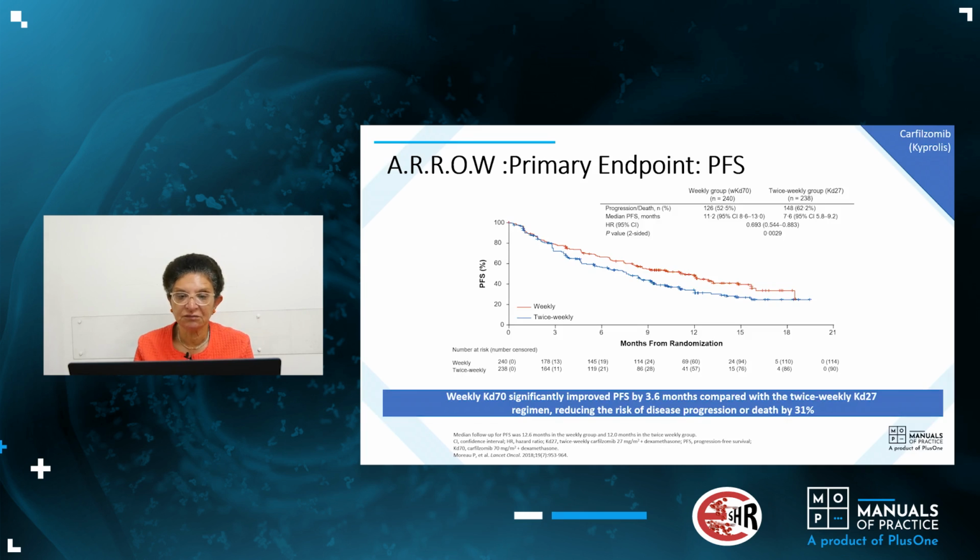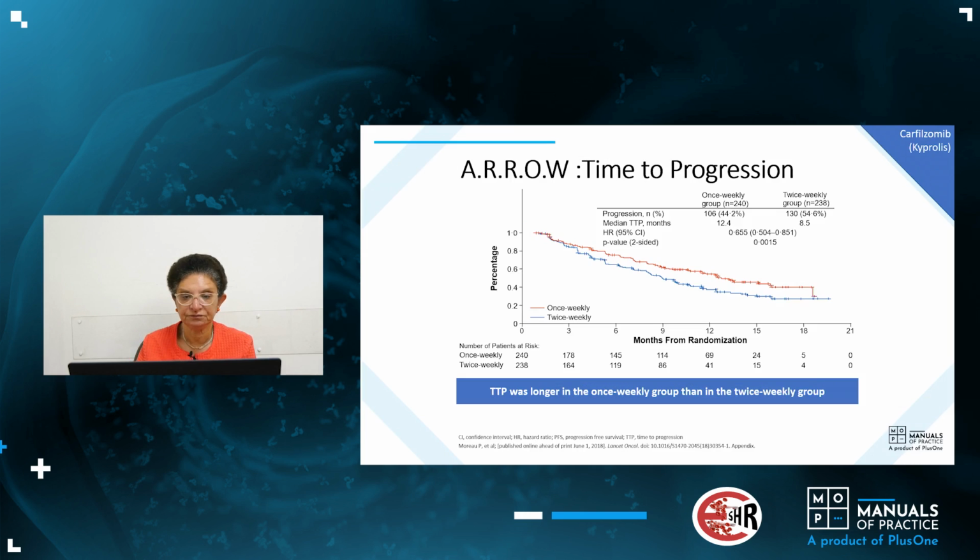Not only that, but also the primary endpoint, which is progression-free survival, was significantly improved with the once-weekly versus the twice-weekly dose. The progression-free survival was increased by 3.6 months compared to the twice-weekly dose, reducing the risk of disease progression or death by 31%. How about the time to progression? The time to progression was longer in the once-weekly group versus the twice-weekly group, which was to be expected.